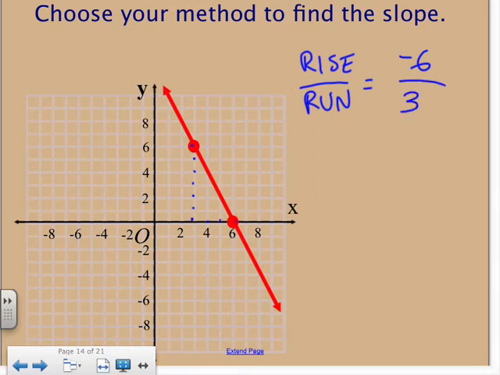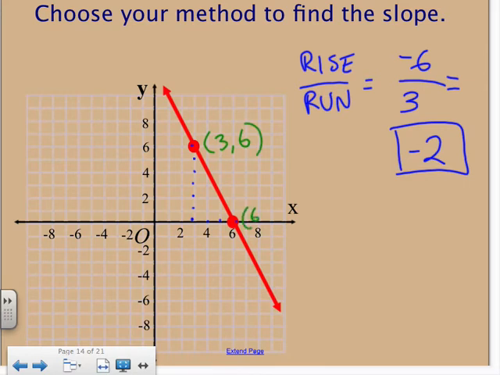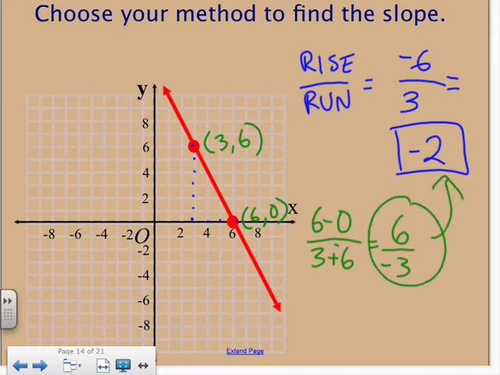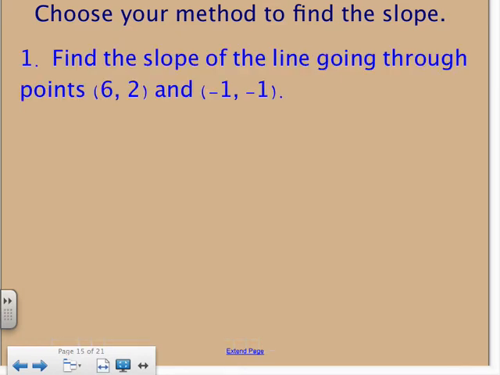So -6 over 3 simplifies to -2 over 1, but I'm just going to write -2 as my slope. If I were to use the formula, this point is 3, 6, and this is 6, 0. I would have had 6 minus 0 over 3 minus 6. So I get 6 over -3. Again, simplifies to -2. So no matter which method you use, you should have gotten -2 as your answer.